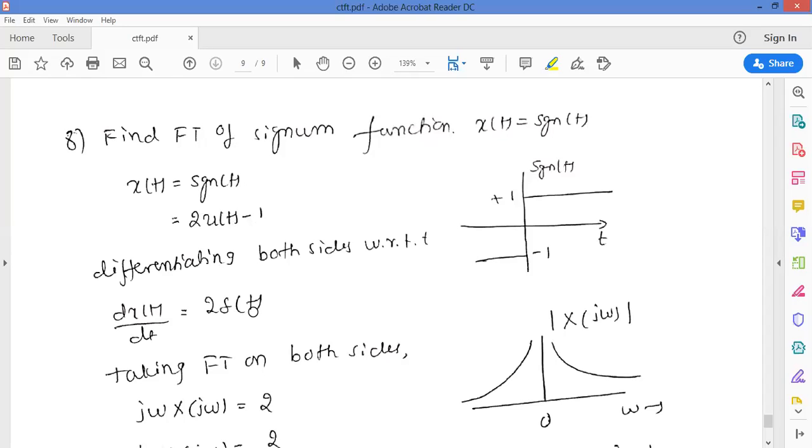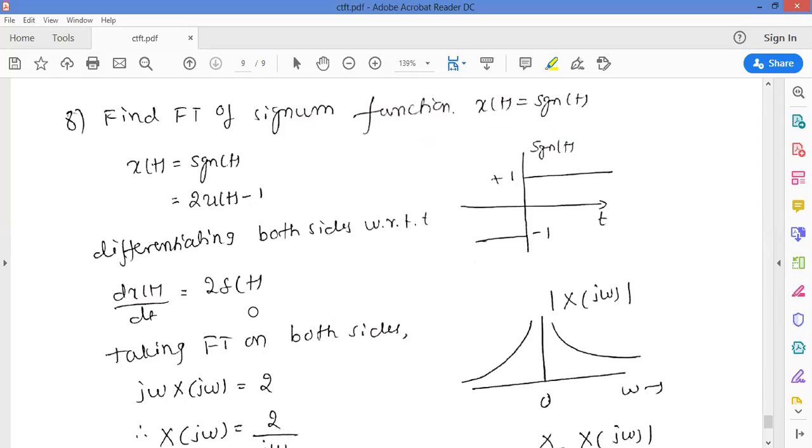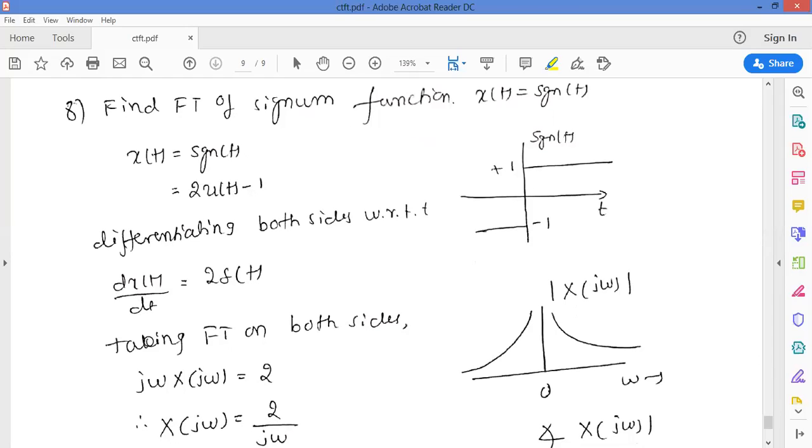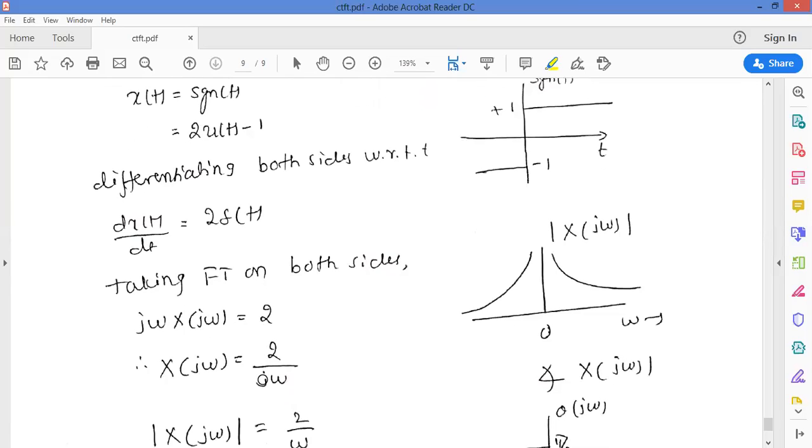Now take the Fourier transform. When you take the Fourier transform, the derivative translates to j omega into x of j omega. So if x of t translates to x of j omega, dx of t by dt translates to j omega x of j omega. This is equal to 2 into the Fourier transform of delta of t. The Fourier transform of delta of t is equal to 1. Therefore, I have j omega x of j omega is equal to 2. Therefore, x of j omega is equal to 2 by j omega.